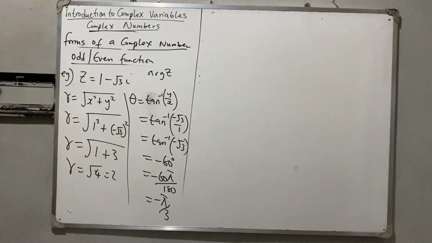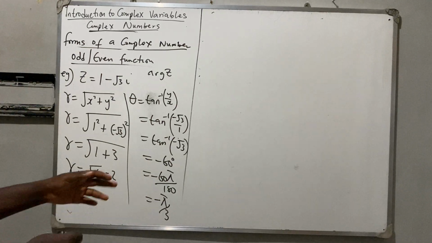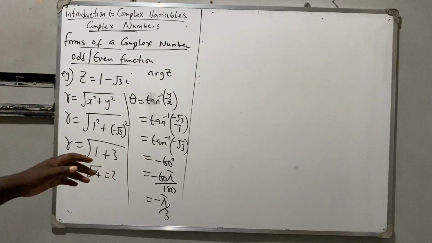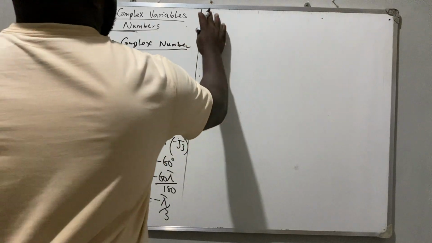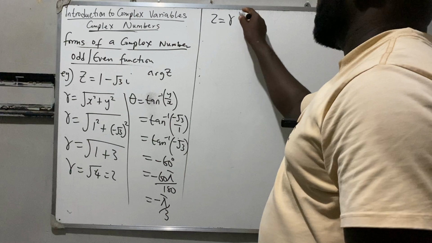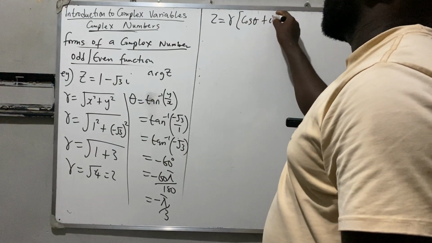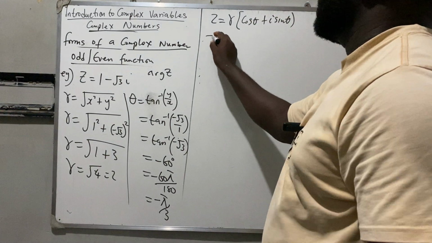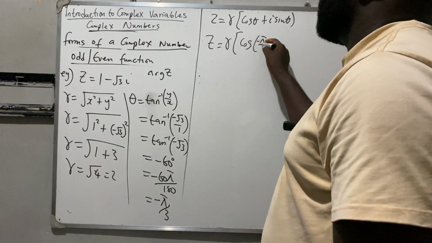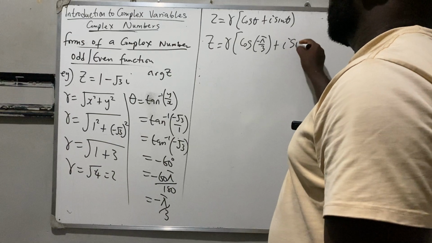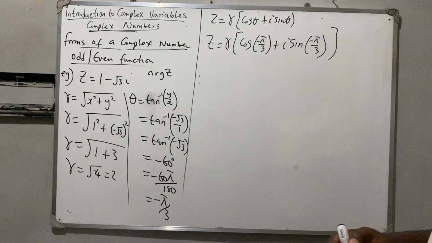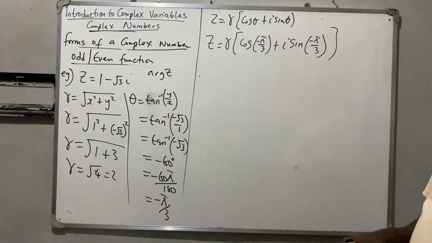Now, if it is objective that you are writing, I will show you that this will have two, or three, different answers. The first answer is that your z is equal to r, remember the formula, r cos theta plus i sin theta. So therefore my z will now be r in bracket of cos minus pi over 3 plus i sin minus pi over 3. The examiner might be lenient and decide to just leave the answer like this. That is one of the answers.